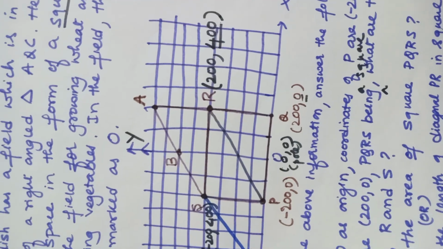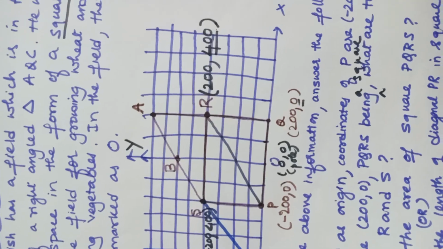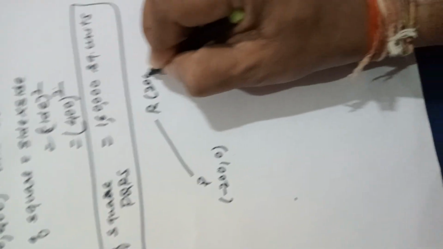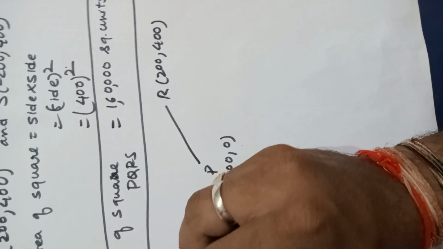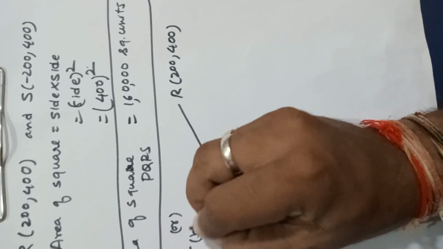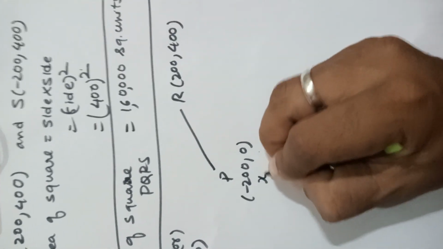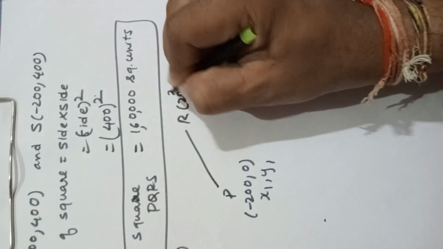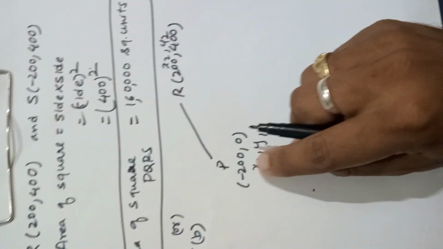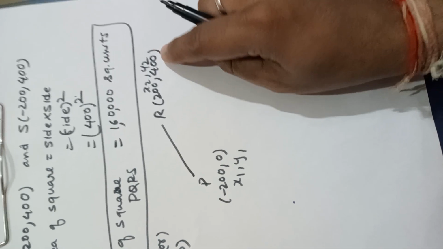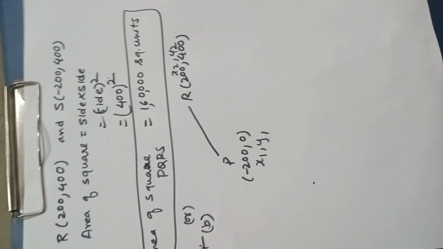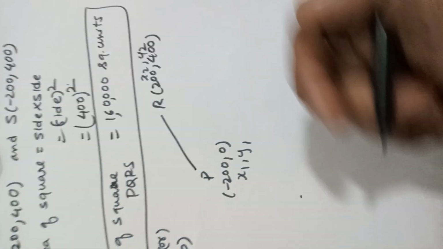So coordinates of P are minus 200 comma 0, and coordinates of R are 200 comma 400. So let's mark this point. This is the third choice question, that is B. So let's mark this as x1 comma y1. This is x2 comma y2. Means x1 is minus 200, y1 is 0, x2 is 200, y2 will be 400. So we can use distance formula and find the length of PR.